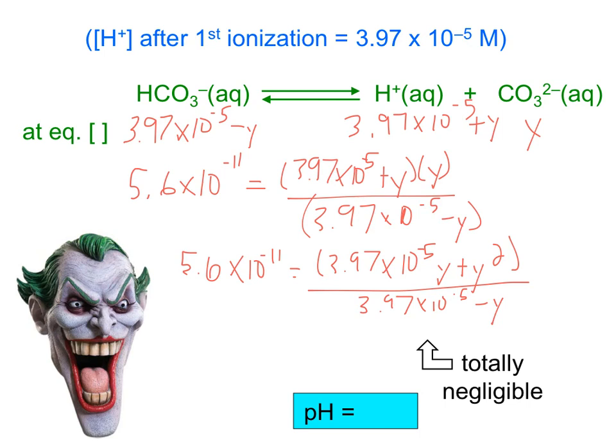So my y, the additional H plus, is 5.6 times 10 to the negative 11th molar. That is totally negligible. It doesn't do anything. So this is going to remain 4.40. Again, just to reiterate, the first dissociation that you use for a weak acid is going to be your answer, and the additional H plus is going to do nothing to your pH.